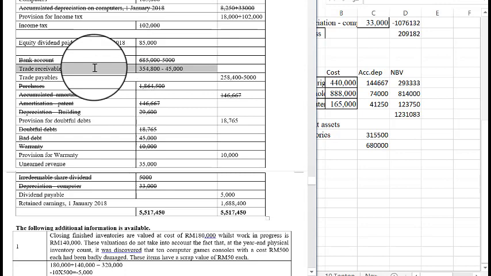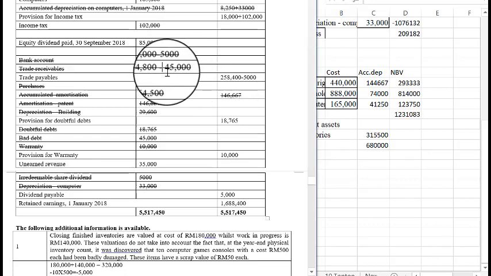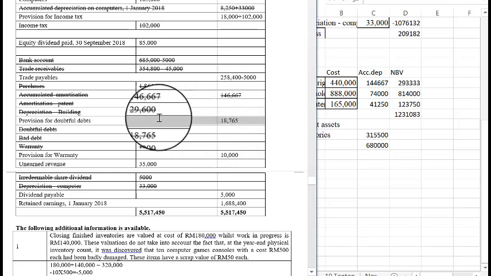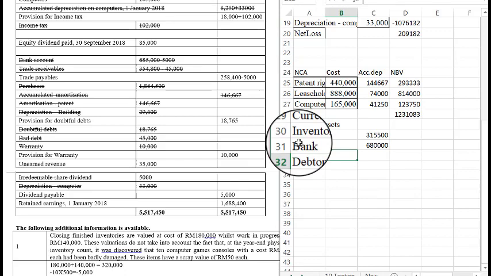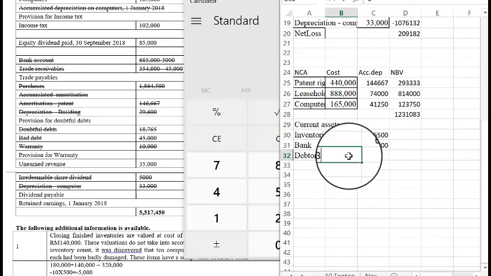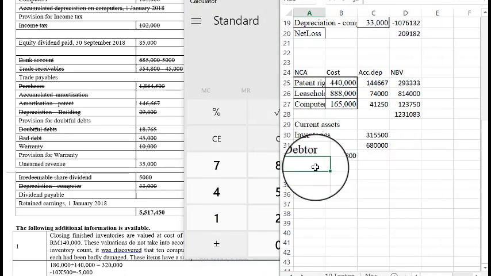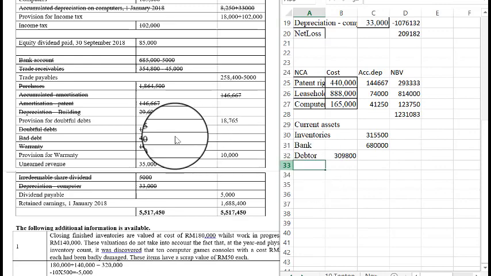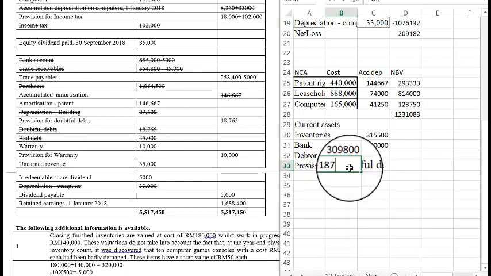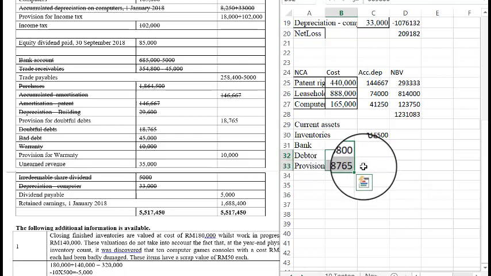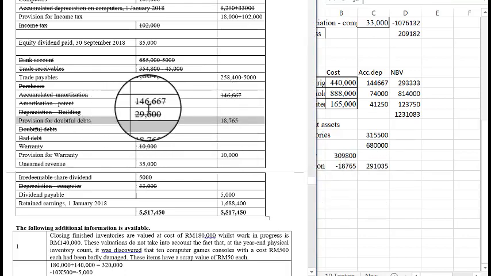Next, trade receivables. So your trade receivables is after you minus all this, and you also need to minus against your provision for doubtful debt. Okay, so your trade receivables, debtors, you have 800. Okay, and then minus against your provision for doubtful debts, this amount. So you have to minus 18765. So in total you get 291,035. Okay, so this amount also done.